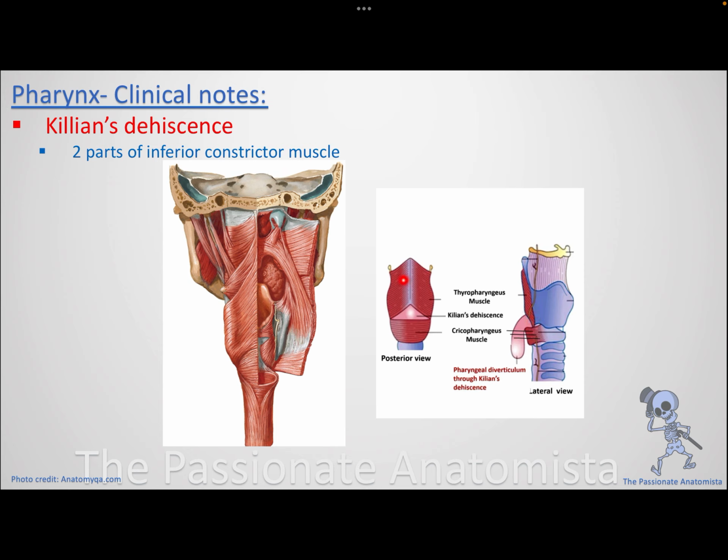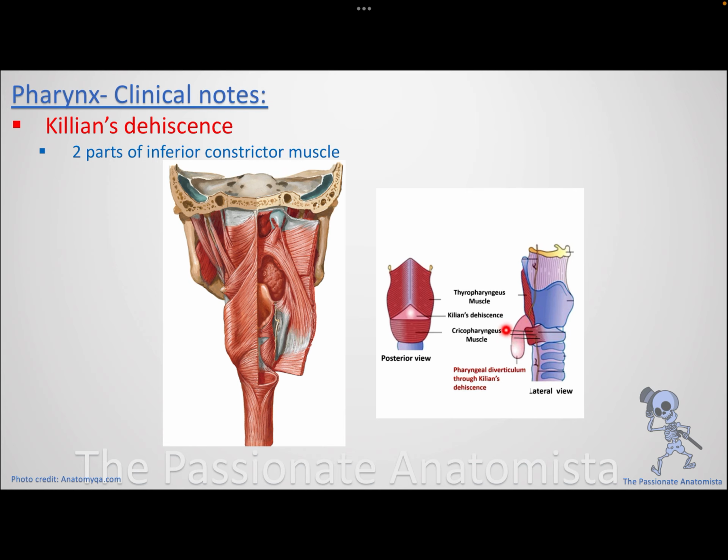If that happens, think about it: you're trying to swallow food. In order for the food to come down, you need to contract this and relax the lower muscle. If the lower muscle does not relax, both of them will be contracted, and then the food is going to push on this defect, the area here, pushing the mucosal lining back through the muscle itself, causing a pharyngeal diverticulum, and this is what they call Killian's dehiscence.